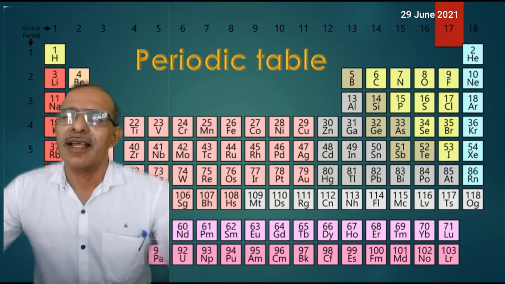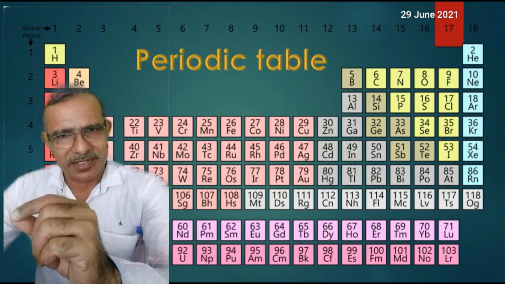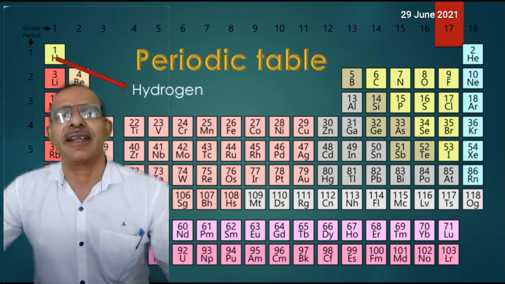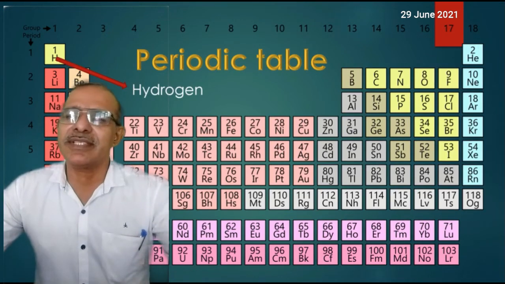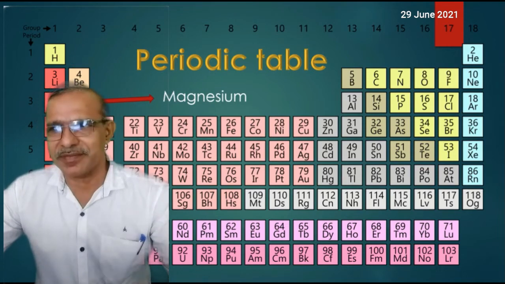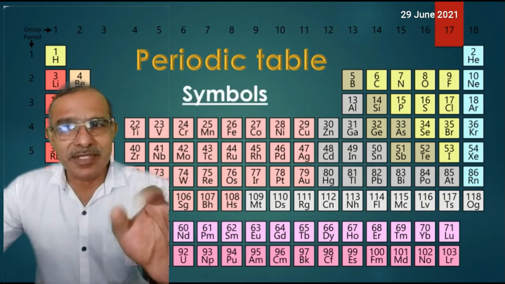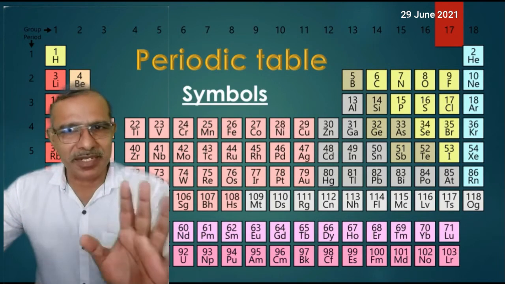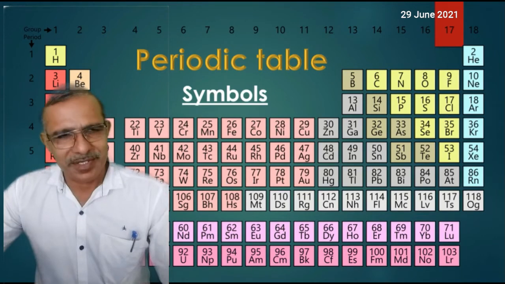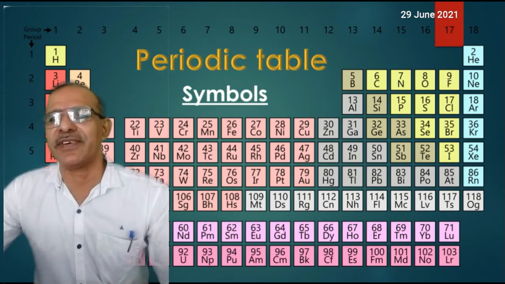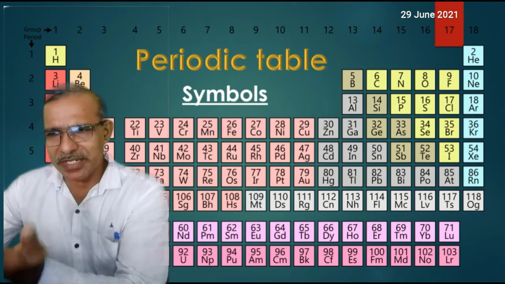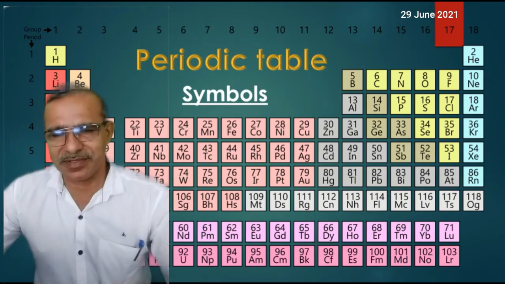Right? And each of these basic substances, the so-called elements, are given symbols. For example, hydrogen is H and magnesium is Mg. So these are all the symbols of these elements. You can now observe all those symbols which are written here. But the question is, how are these classified? What is the principle behind the placement of these blocks?